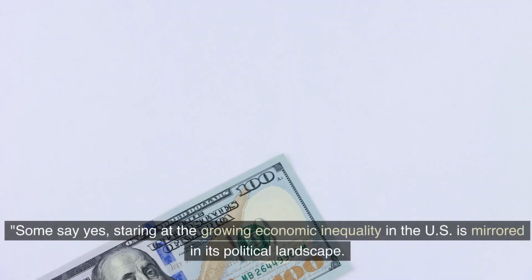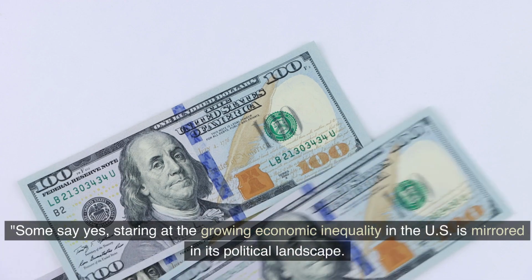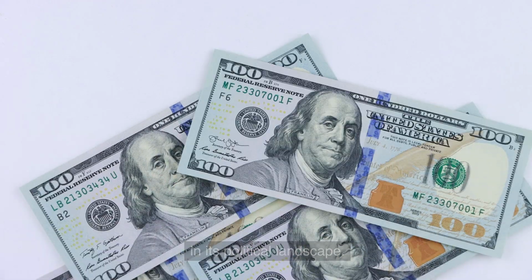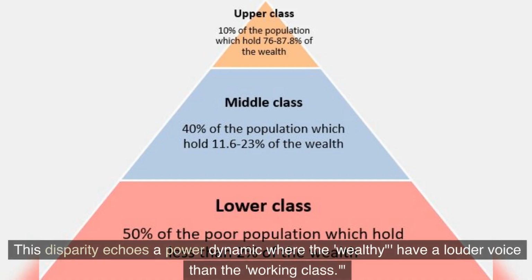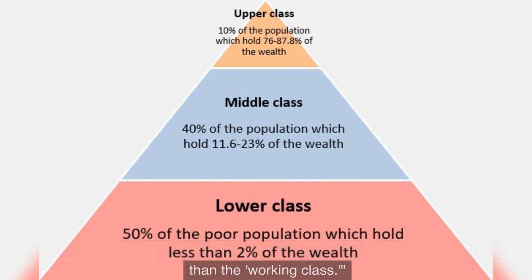Some say yes. The growing economic inequality in the U.S. is mirrored in its political landscape. Policies often favor the affluent, exemplified by the 2017 Tax Cuts and Jobs Act, which disproportionately benefited higher income groups. This disparity echoes a power dynamic where the wealthy have a louder voice than the working class.